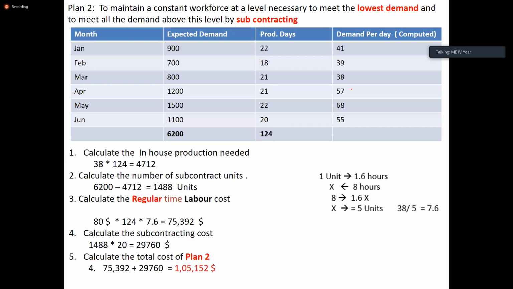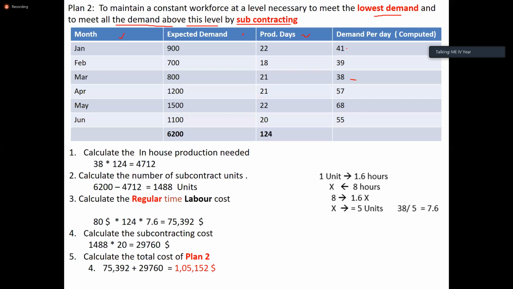Next thing is to maintain a constant workforce at a level necessary to meet the lowest demand, and to meet all the demand above that level by subcontracting. So here we are considering subcontracting and the lowest demand. We already have this data: the first two columns, month and demand. Production days also we have. We also have the excess they have given in the demand per day.